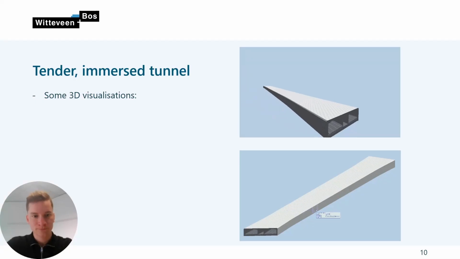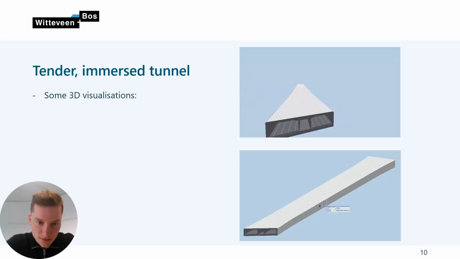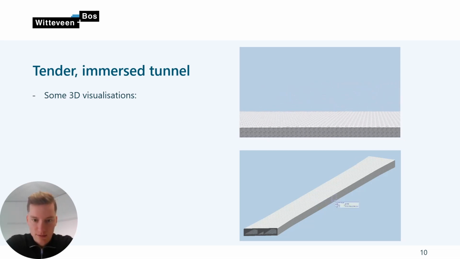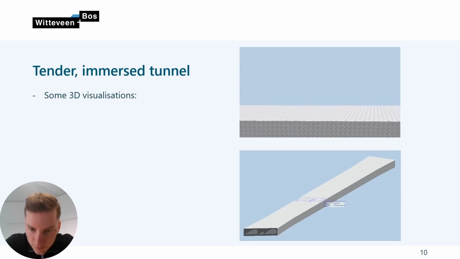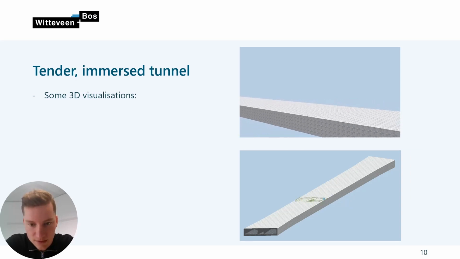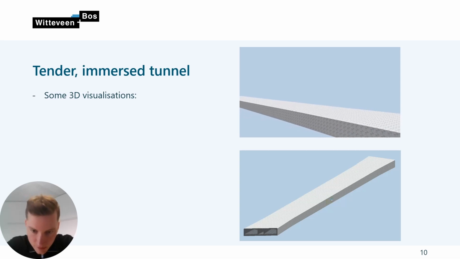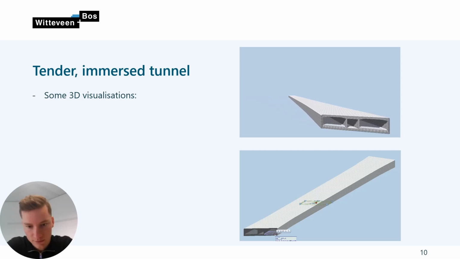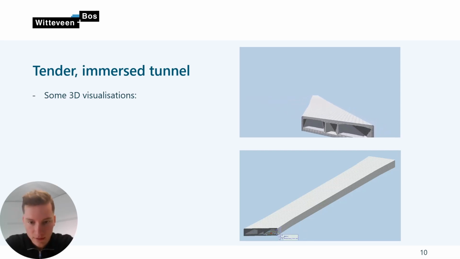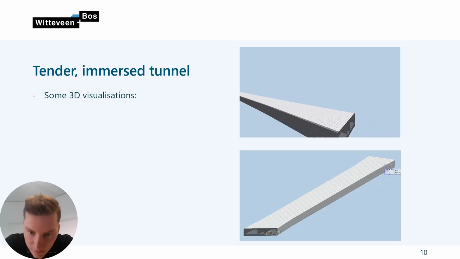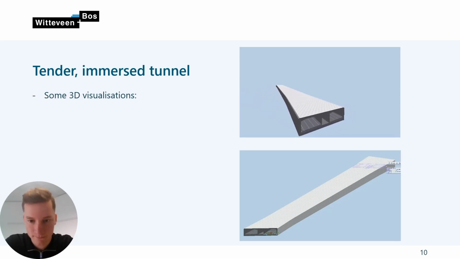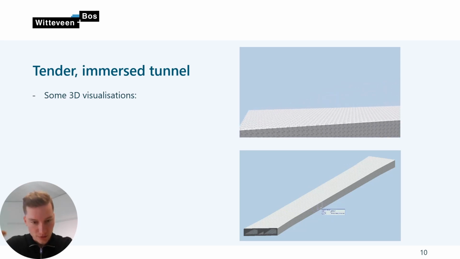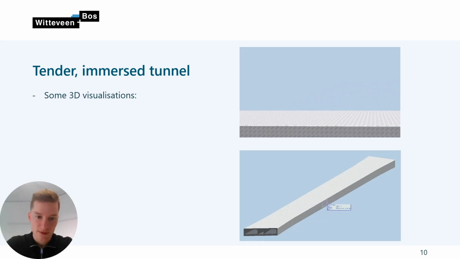Next one. As you can see, we have the tender of the immersed tunnel and some 3D visualizations. In the top one, I show you the tunnel, how it is in 3D, and on the bottom one, if I'm going to the Appelman model, you can see every element has loose parts and is built up in segments. And so if we wanted to change also the segment location, it was very handy with bridge.